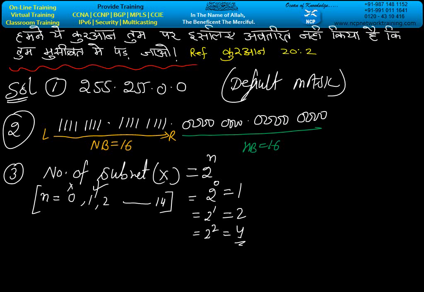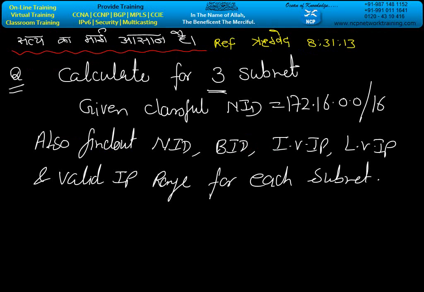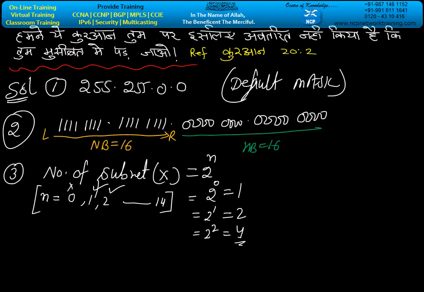Now we will not turn on any more bits. Our requirement is 3, and we are getting the answer 2 to the power n equal to 4. Our requirement is coming under the 4. The value of x should be either greater than 3 or equal to 3. This value is greater than 3. Do not increase the n value more here.